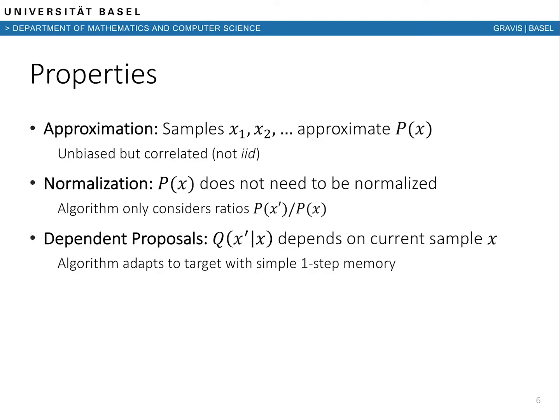The proposals are allowed to be dependent, which means the distribution of our next proposal sample can depend on our current state x. And this is what makes the algorithm very powerful. This introduces a kind of one-step memory into it. Given our current sample, we generate the next one.